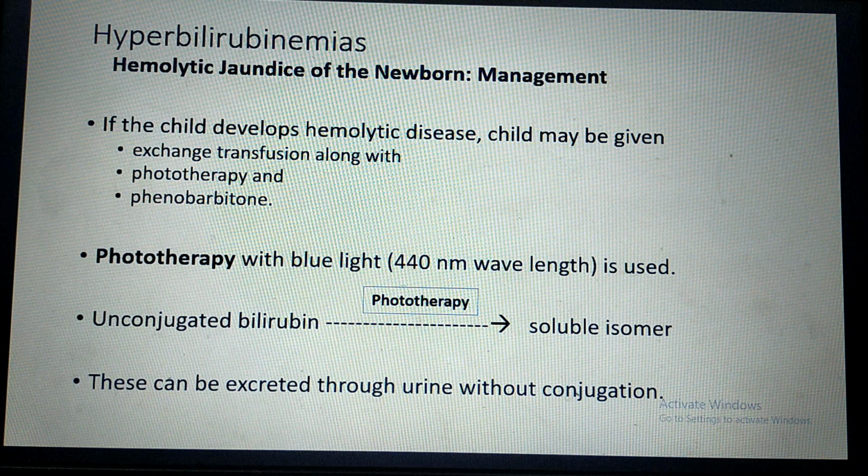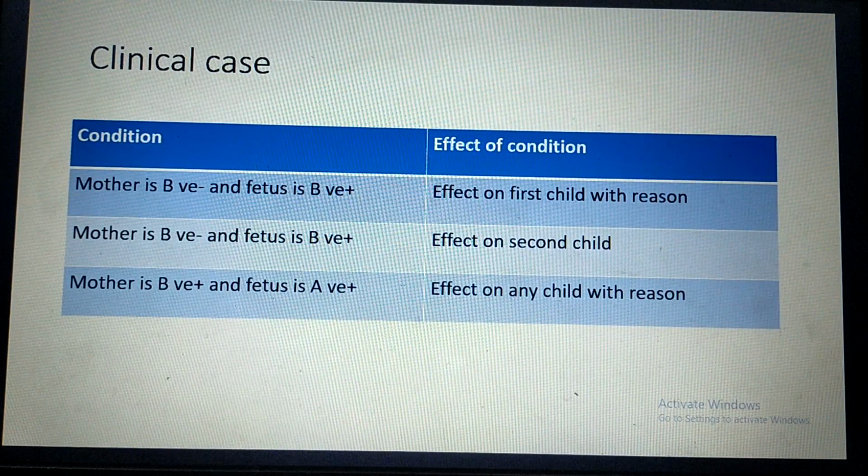This light, when it enters the fetal body, acts on unconjugated bilirubin present in the blood and converts that unconjugated bilirubin into its isomer, and that isomer is soluble in water. Unconjugated bilirubin is insoluble in water, but after phototherapy the unconjugated bilirubin becomes soluble and it gets easily excreted through the urine without conjugation. So there are some conditions.